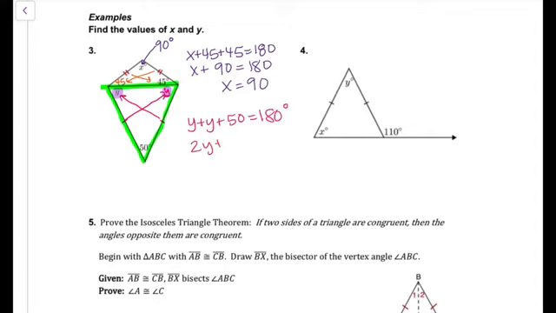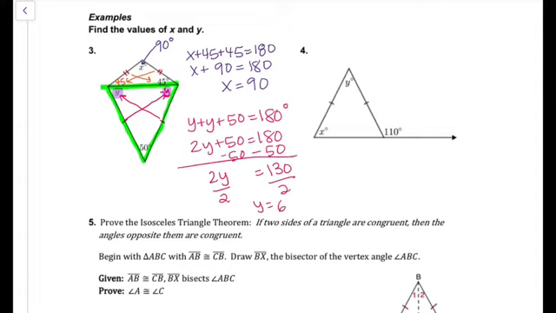So I have y plus y plus 50 is 180. I'm going to take that 50 off of 180, and that will be how much is left. So 130 degrees with two angles that are the exact same. So each of those angles is going to have to be 65 degrees to make that 180 degree triangle. So we've got x and y on that one.